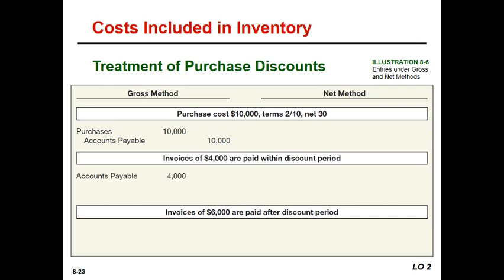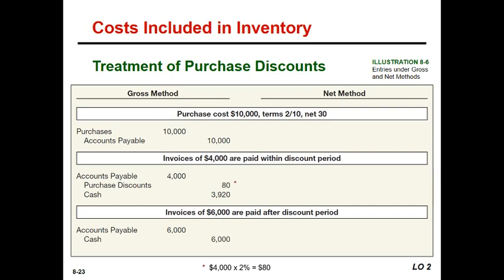Now, when we pay within the invoice period, we paid 4,000 of it, so we have 4,000 decreasing. 2% of that is $80. So that is how much of a discount we received. So we have an additional $80 of purchase discounts that need to be taken into effect, and we'll only be paying $3,920. The remaining $6,000 is paid after the discount period. So a full $6,000 in cash is going to be remitted.